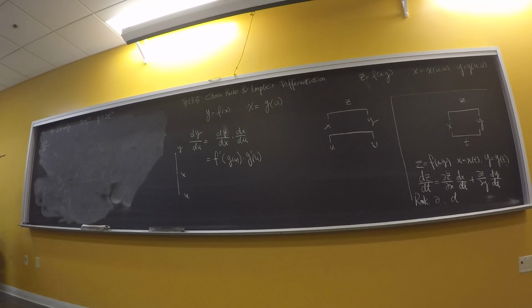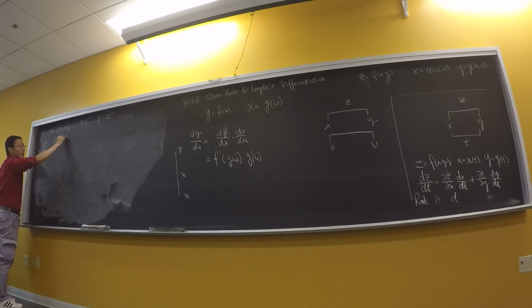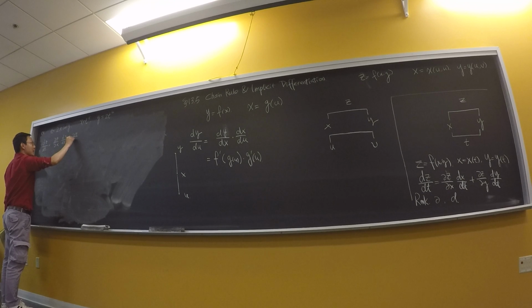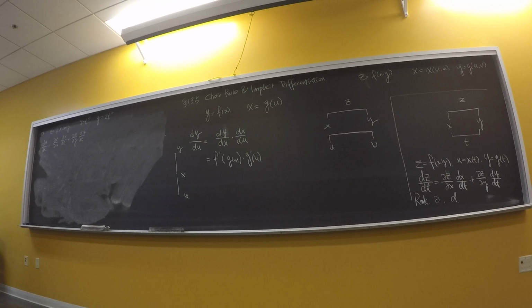So first, I just want to write down the chain rule. It's going to be partial z/partial x times dx/dt plus partial z/partial y times dy/dt. So in order to apply this chain rule, it's just a matter of computing the partial derivatives and the regular derivatives. So let's practice our partial derivatives too.